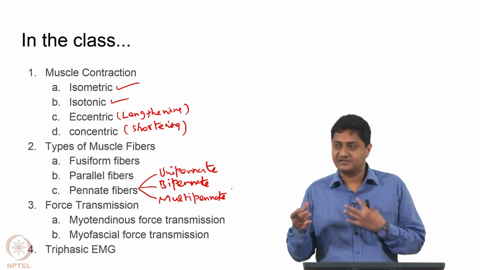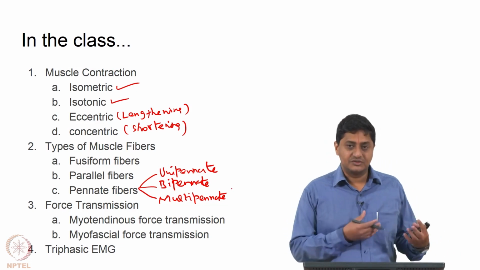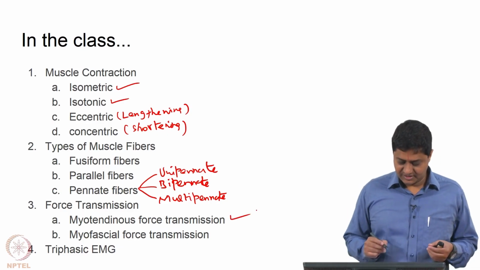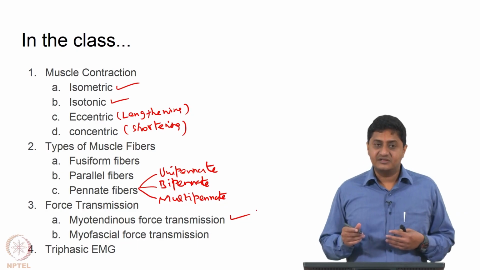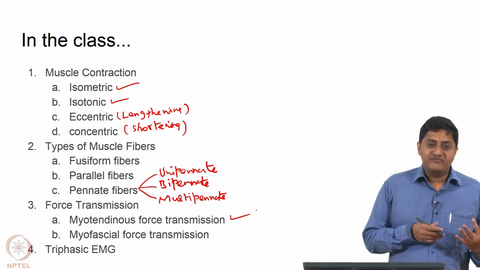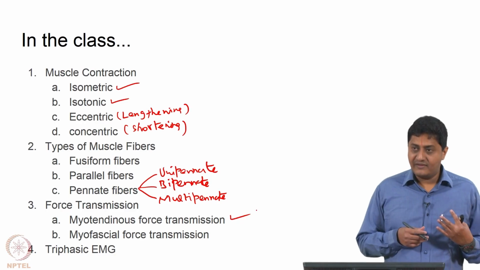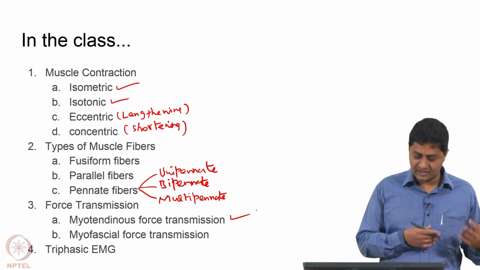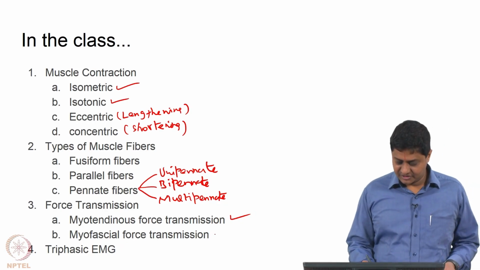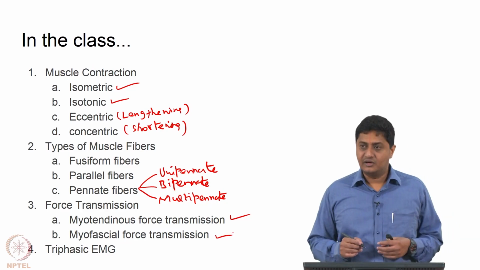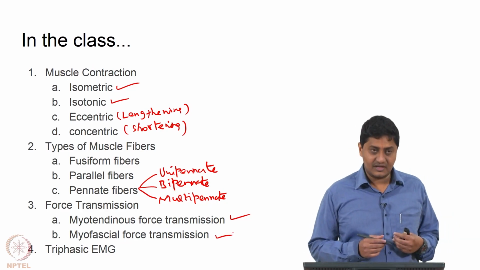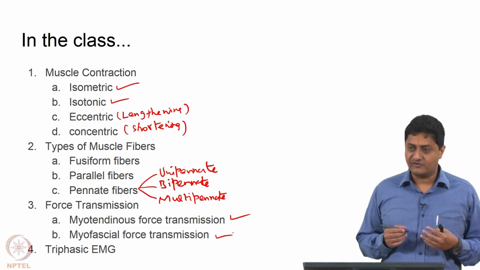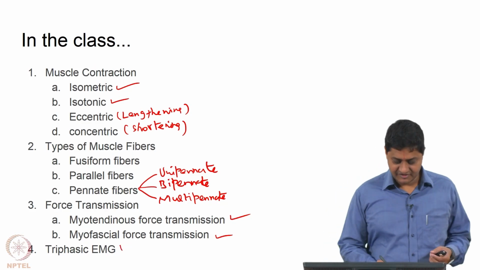And how is force transmitted? Force can be transmitted through a tendon to a bone. In that case we call it myotendinous force transmission, or it can be transmitted to neighboring fascial tissue and then to aponeurosis, and then from aponeurosis to the tendon in an indirect way, then we call it myofascial force transmission. And how to produce quick fast actions and how an electromyography recorded for quick fast actions will look like. So, that is the triphasic EMG part.